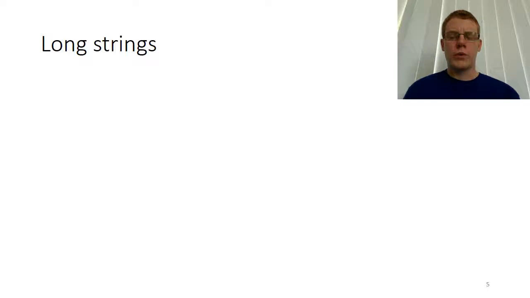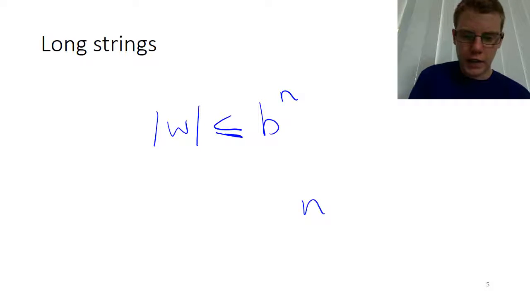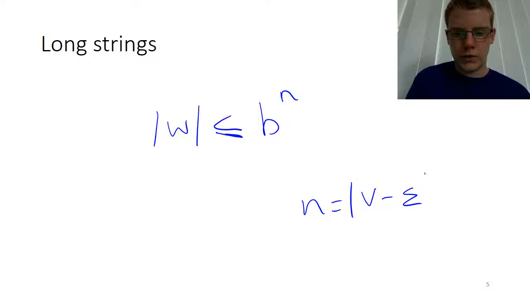So let's recap what we just said there. We just said that if we have a parse tree which does not reuse rules from the grammar, then we have a limit on the size of the strings that can be generated in that case. And that is the length of the string is less than or equal to the branching factor to the power n, and in this case n is equal to the size of the set of non-terminals.